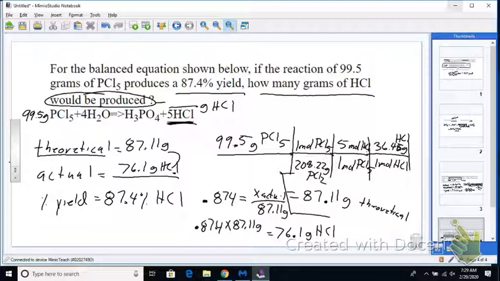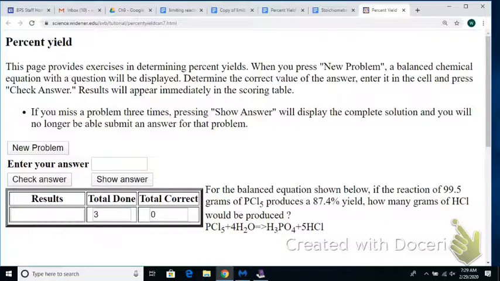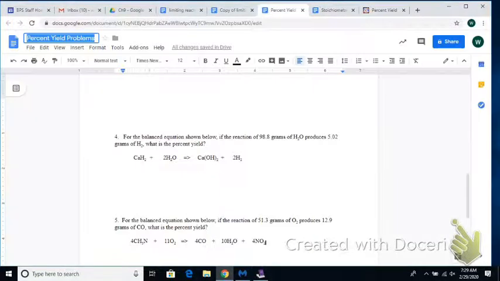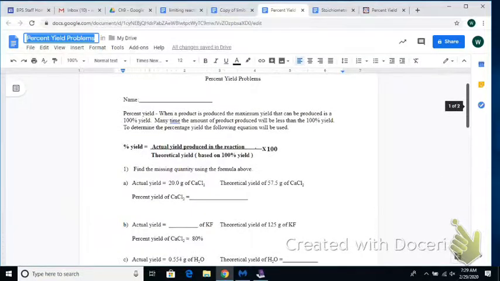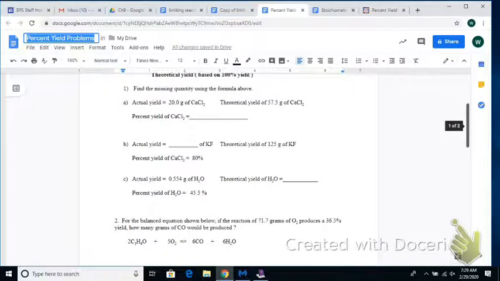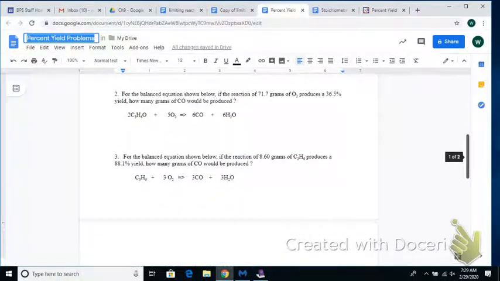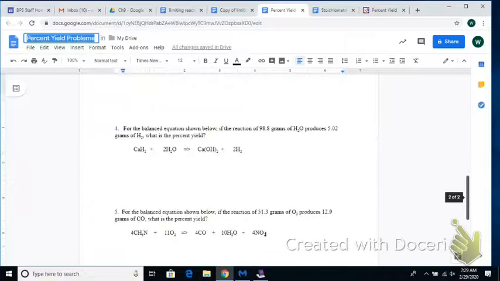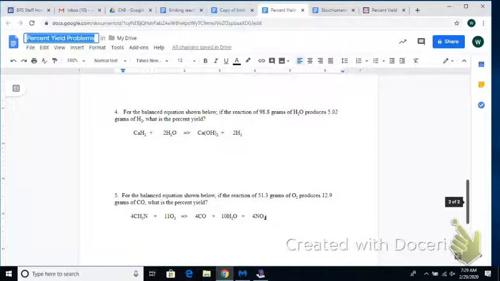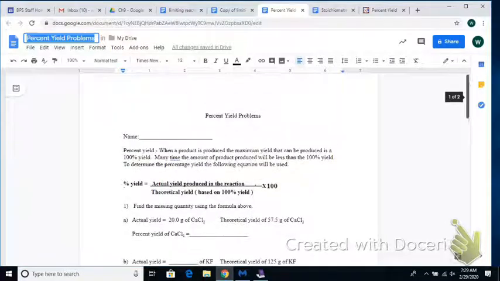Then I have an assignment for you guys to print off and work on. That assignment will look like this, and it's going to be attached. What you have is three easy ones where you just plug them in. You're going to have two where you're given a percent yield and you have to find a theoretical. And you'll have two where you have to find the percent yield. Then you can print those off and do that.